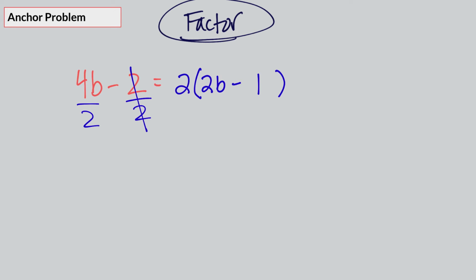One way to think if you're correct or not is to use the distributive property to check your work. So I could say, all right, I have 2 times 2b, that gives me 4b, and 2 times 1 gives me 2. So I know I have factored that expression correctly.